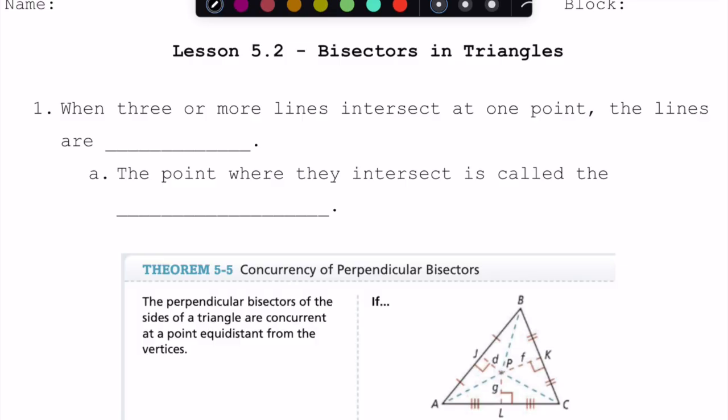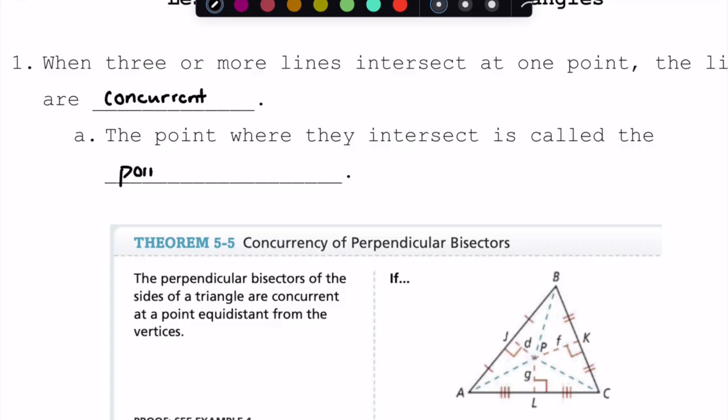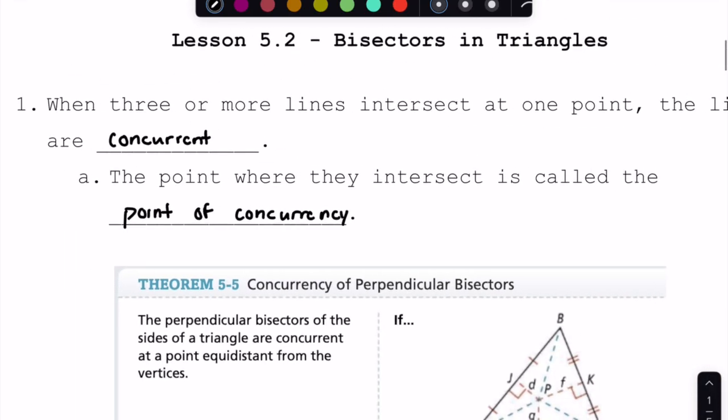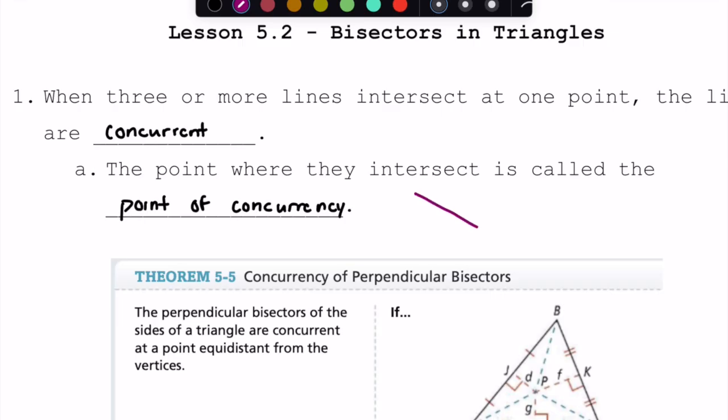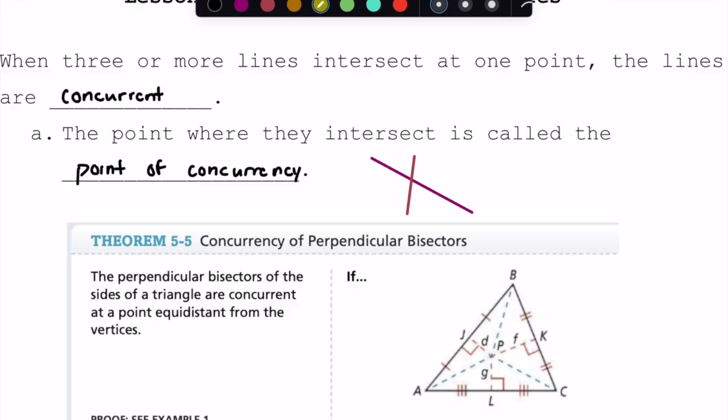So when three or more lines intersect at one point, the lines are said to be concurrent. And the point where they intersect is called the point of concurrency. If I just draw three lines right here, this point right here, we call this the point of concurrency because it's where three lines meet.